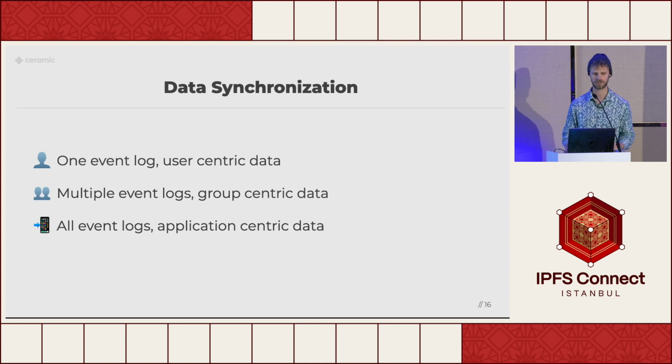All right, so finally we get to data synchronization. In a protocol like this, we want to be able to synchronize one event log if we want user-centric data. A user comes to the application, they write a bunch of data, and they want to be able to have that data not only in the application, but maybe in another application or on their own local machine. I should be able to synchronize only my own data. I would also like to be able to synchronize multiple event logs. There could be a group of users that are editing some information together.